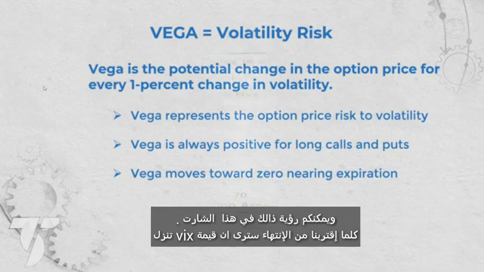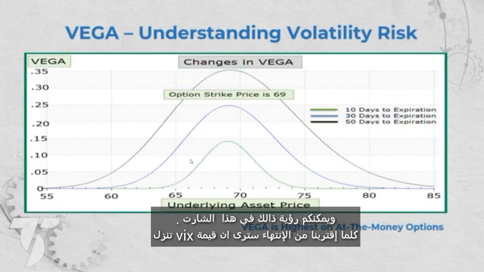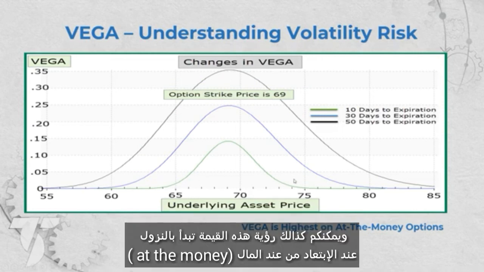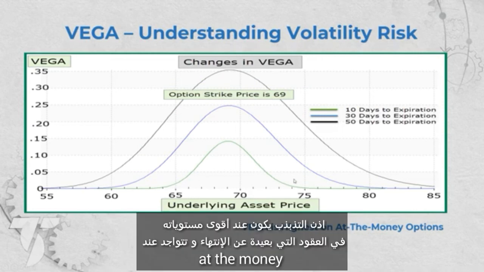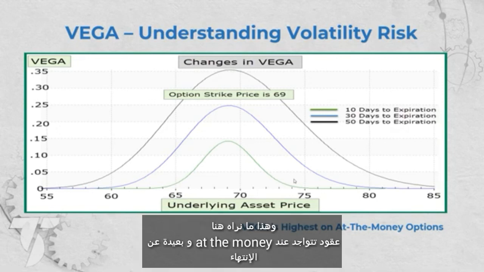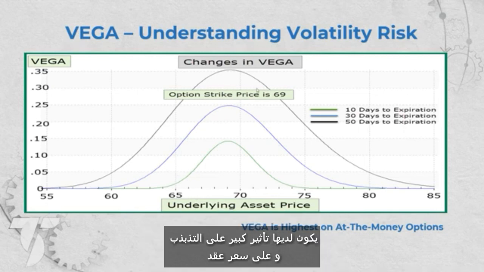You can see that here in the chart. As we get closer to expiration, you can see those Vega values go down. You can also see they go down as you get farther away from at the money. So volatility is at its strongest point for those options that are farthest away from expiration and those that are at the money. So that's what this is telling you. So at the money options that are farther away have the biggest effect of volatility on the option price.